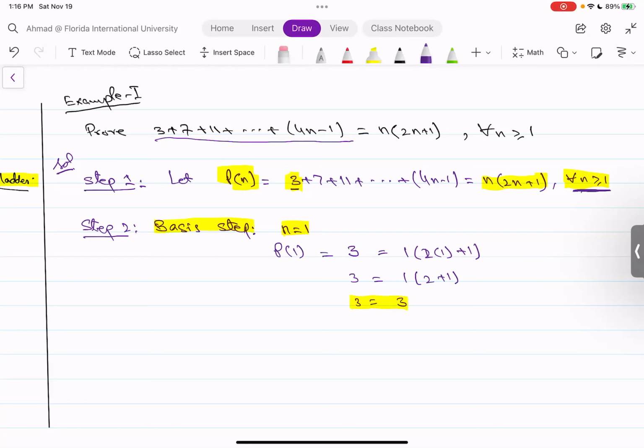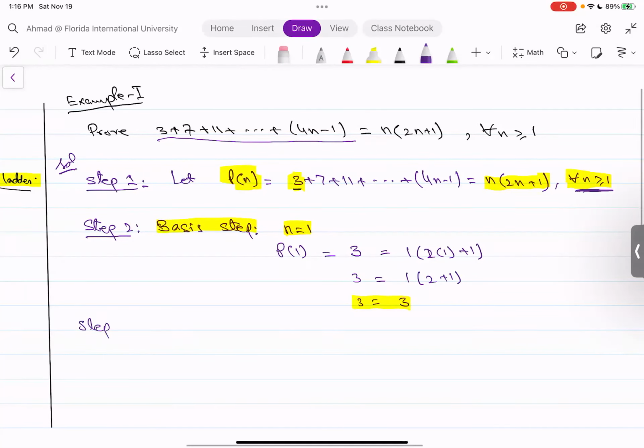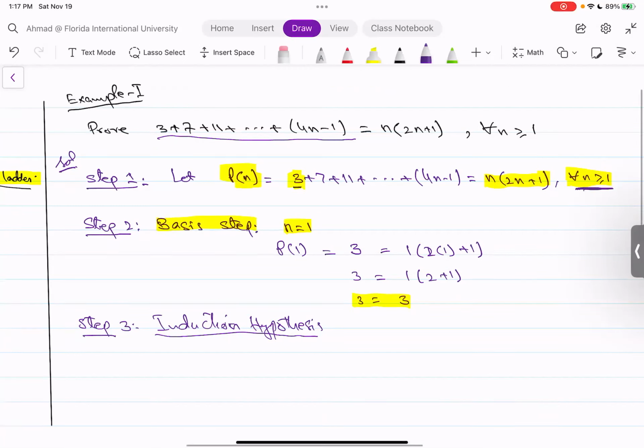The next is step number 3, which is the important step. Now, step number 3 is to set up the induction hypothesis. Right? What does this mean? We now need to set up this induction hypothesis. That is, I have to assume that this is true for any arbitrary k value. So that's what I'm going to do here now.